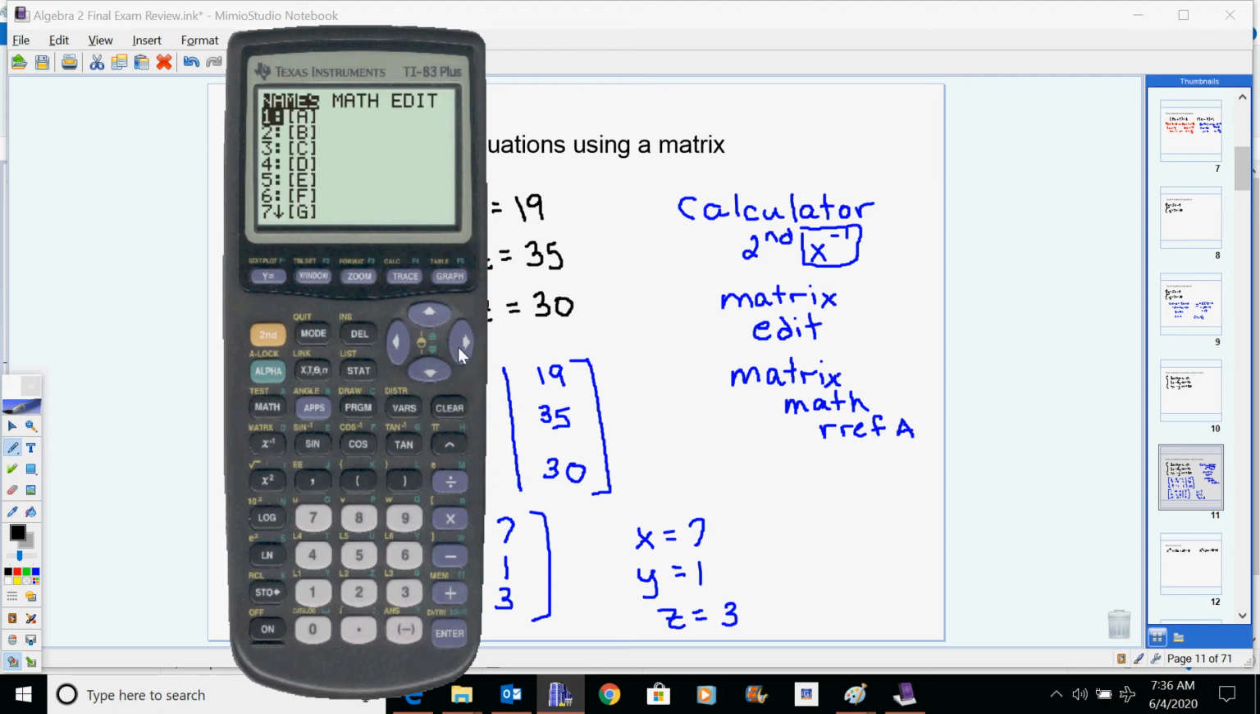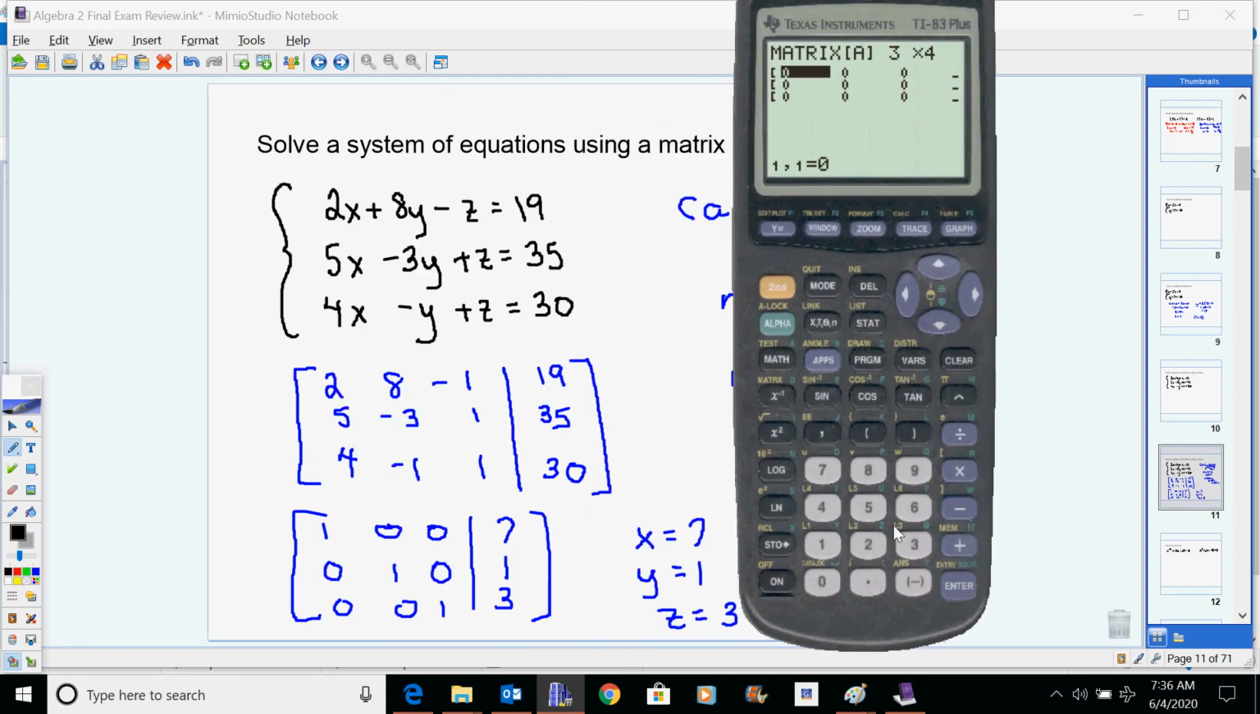We want to edit the matrix, so we need to put that in. We need to enter your matrix. Now remember, this is review, so I'm going to go a little faster than I would for normal, but okay, just so that you see it one more time. And then you put all your numbers in.